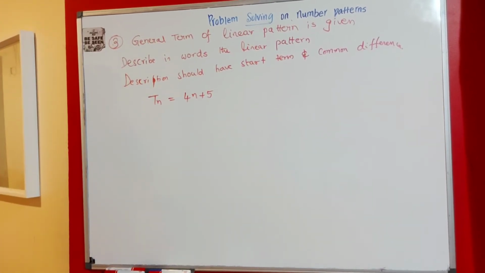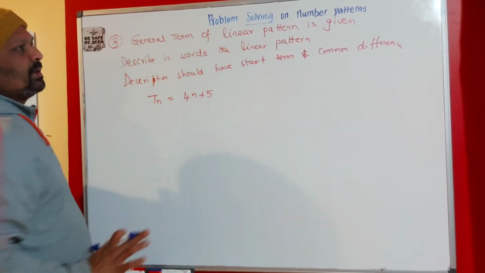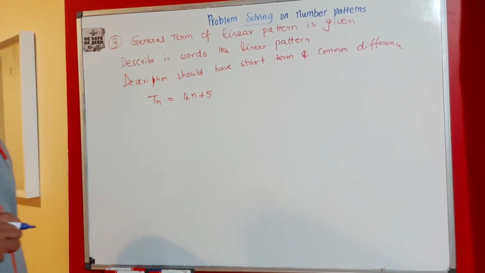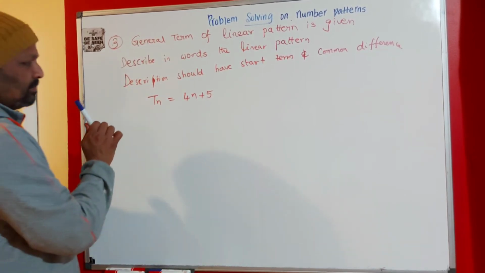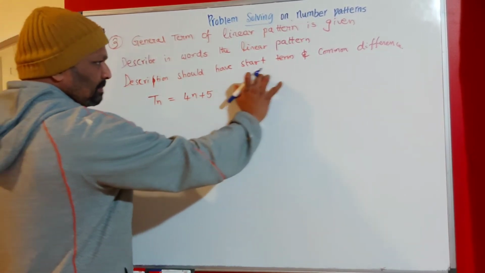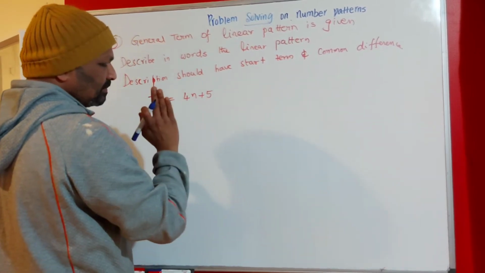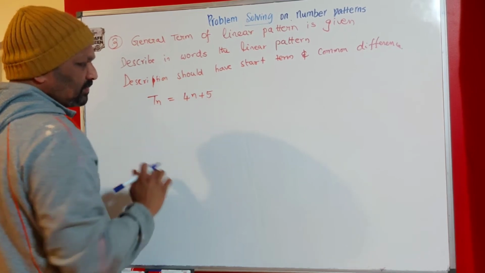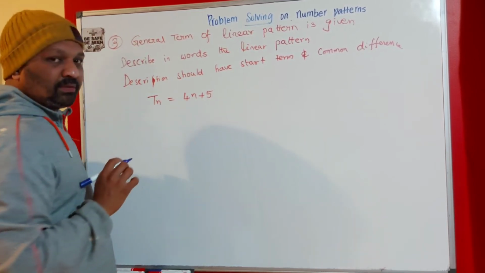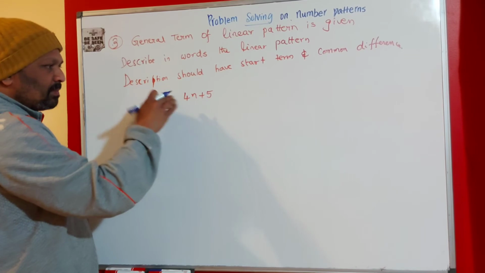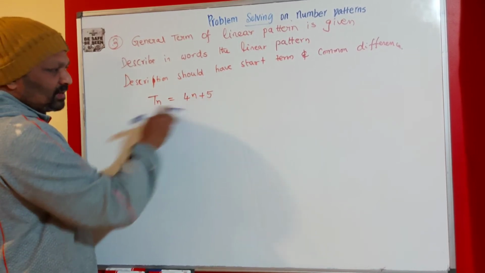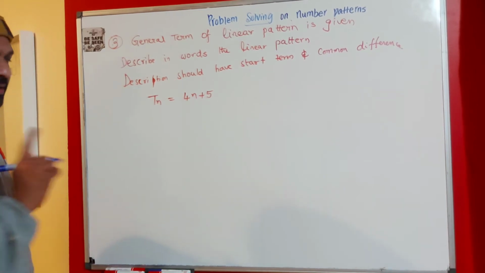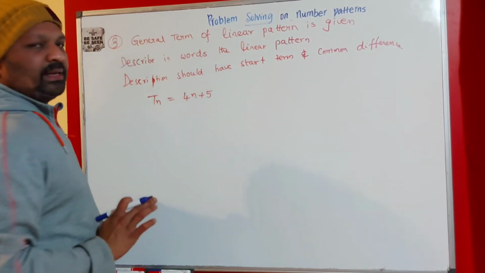The third sum: the general term for a given linear pattern is this one. Tn is 4n plus 5. This is the general term. Some arithmetic progression is there. The general term for this is given as 4n plus 5, where n is something that we don't know. After putting a, after putting d, after simplifying, you got the expression 4n plus 5, which is the general term for the given linear pattern.